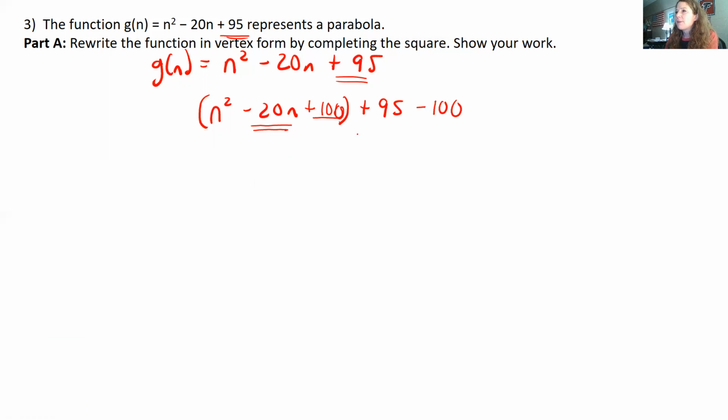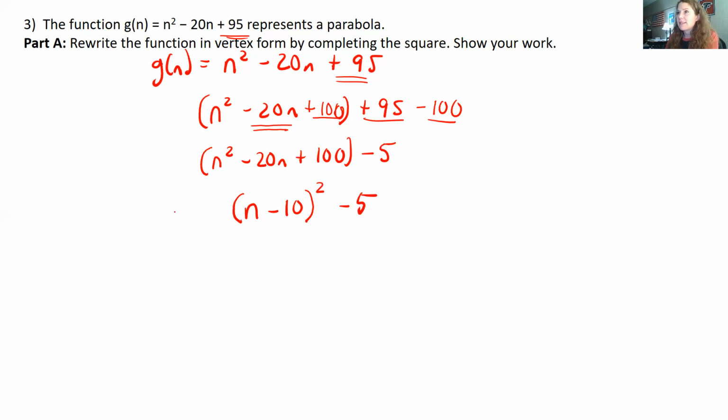So now I'm going to simplify this. I'm going to write n squared minus 20n plus 100. And what does this equal? Minus 5. So we're almost done. So how did we get that 100? We took negative 10 and we squared it. So basically it's n minus 10 squared minus 5. And we have just written this in vertex form by completing the square, okay? And when it says show your work, that's exactly what I did.